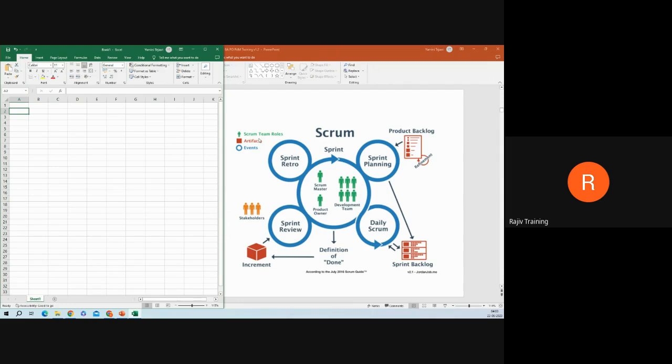When it comes to Scrum roles, there are three roles. Scrum Master, Product Owner, Development Team. These are the three roles that are there in Scrum. So I'll just put it like this. Roles, one is Scrum Master, then Product Owner and Development Team. Yeah, these are the three roles.